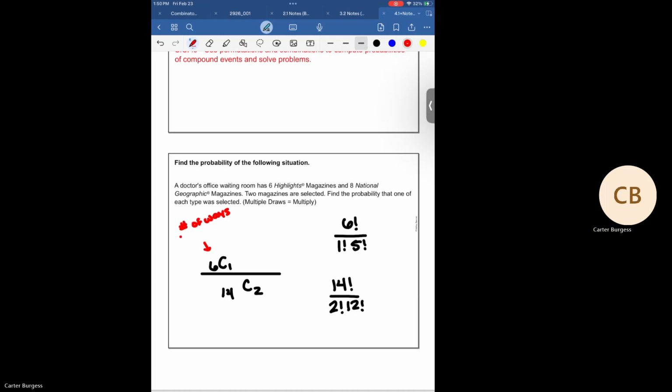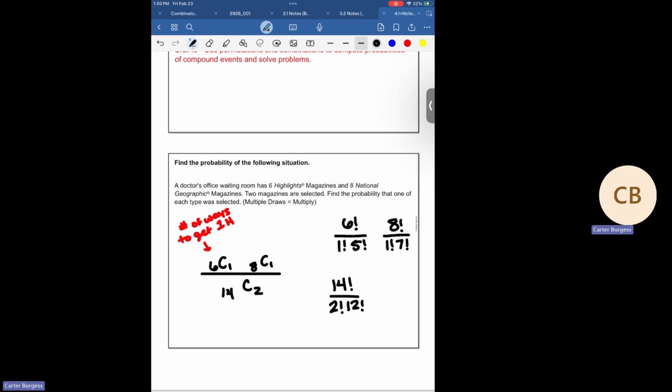Yeah, exactly. Okay, so this is the number of ways that we can get one of the highlights magazines. Okay. How could I find the number of ways to get the National Geographic? What is that going to look like? Very good, which is the same as 8 choose 1.